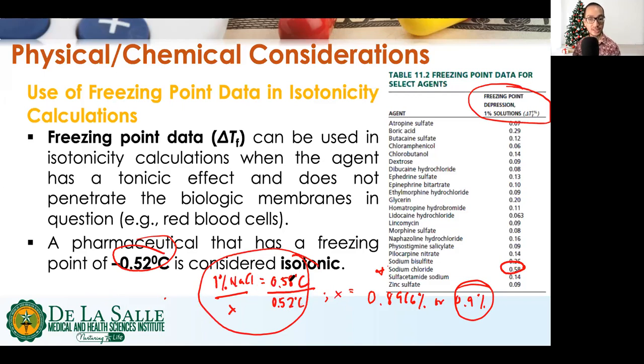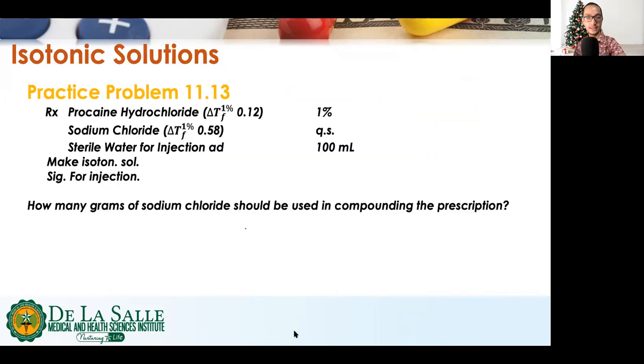We simply use ratio and proportion. So now let's incorporate sodium chloride in a formulation. What if present siya in a particular formulation? For example, in this particular problem, you are asked to determine how many grams of sodium chloride should be used in compounding the prescription.